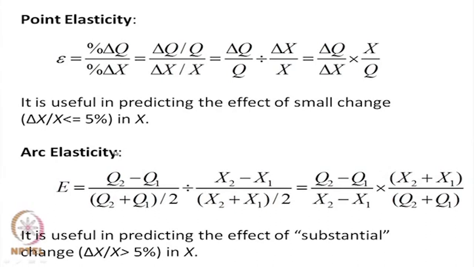However, when we bring in a substantial change in the factor x, and conventionally suppose that the fractional change is more than 5%, we consider that change to be substantial. When that happens, we no longer go for point elasticity computations. Therefore, we try to find out the change that has occurred from the existing value Q1 to a new value Q2 as a result of the factor x changing its value from its initial value x1 to its final value x2. It is defined as the change divided by the average value of Q, divided by the change in x divided by the average value of x.